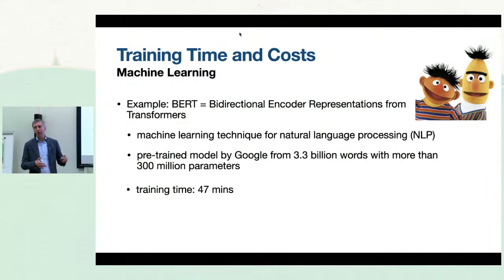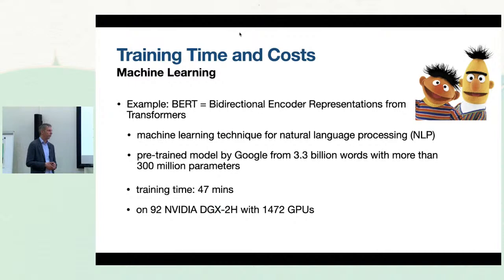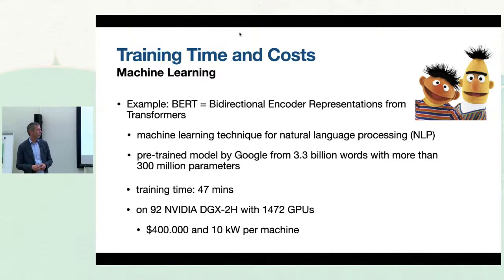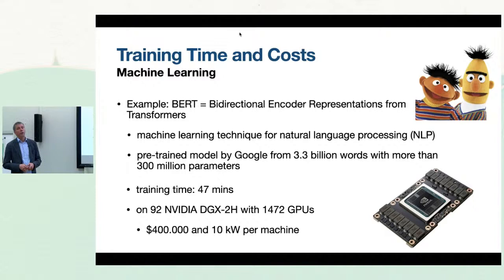But this was done on 92 NVIDIA machines with more than 1,400 GPUs, very powerful computational devices. Each of these machines costs 400,000 euros or dollars and takes 10 kilowatts per machine. So taking 92 times 10 for 1 hour, you get a feeling for what this needs. Training with big data also requires a lot of energy.